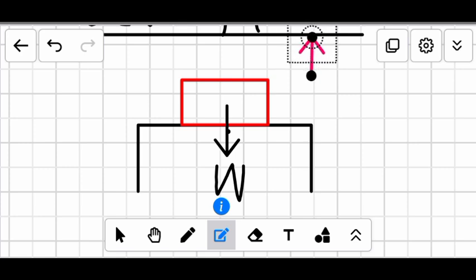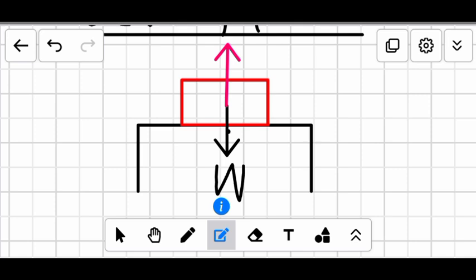Though they would be equal in magnitude, they would be in opposite direction. So that's it. The weight of the body is acting downward, while the reaction of the table is acting upward. So these two forces balance each other.